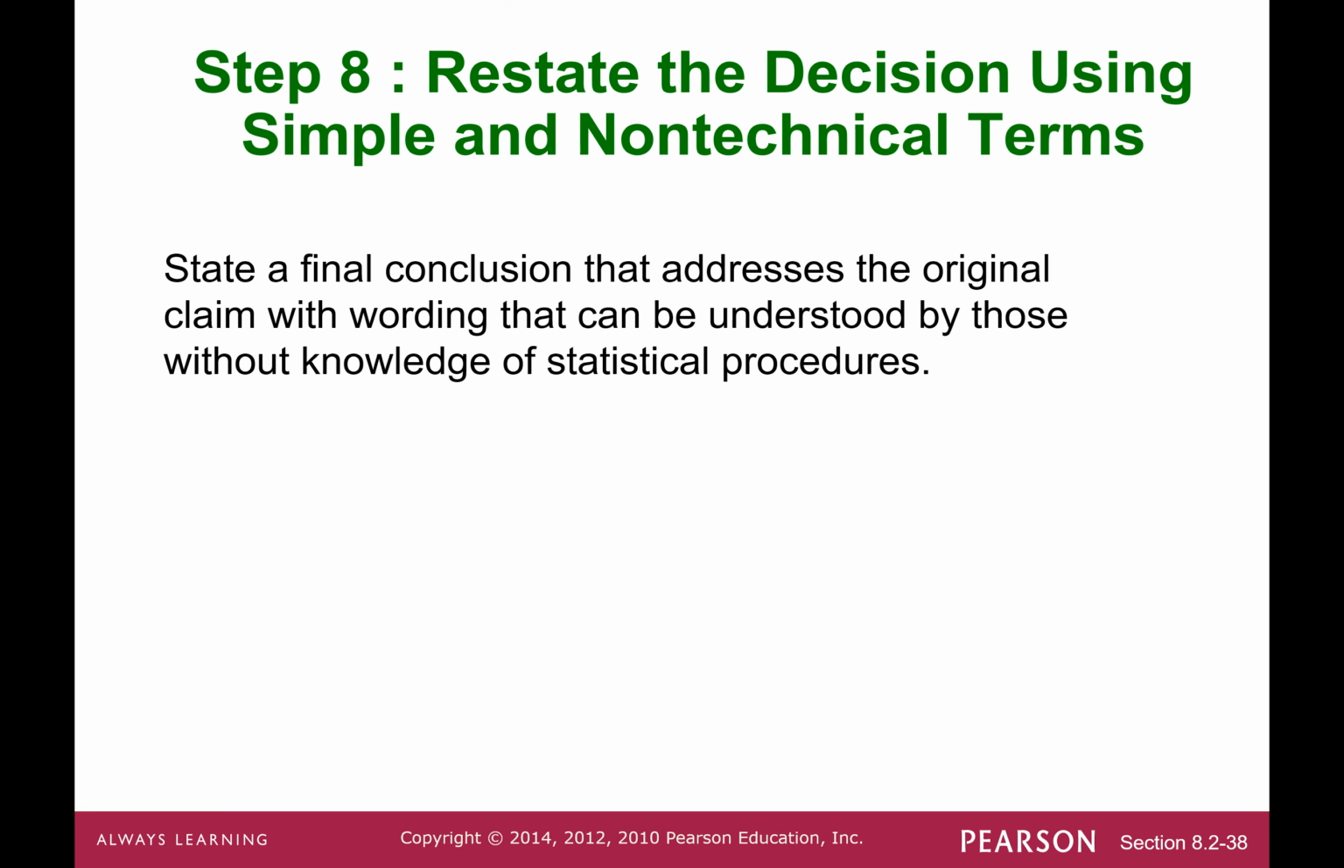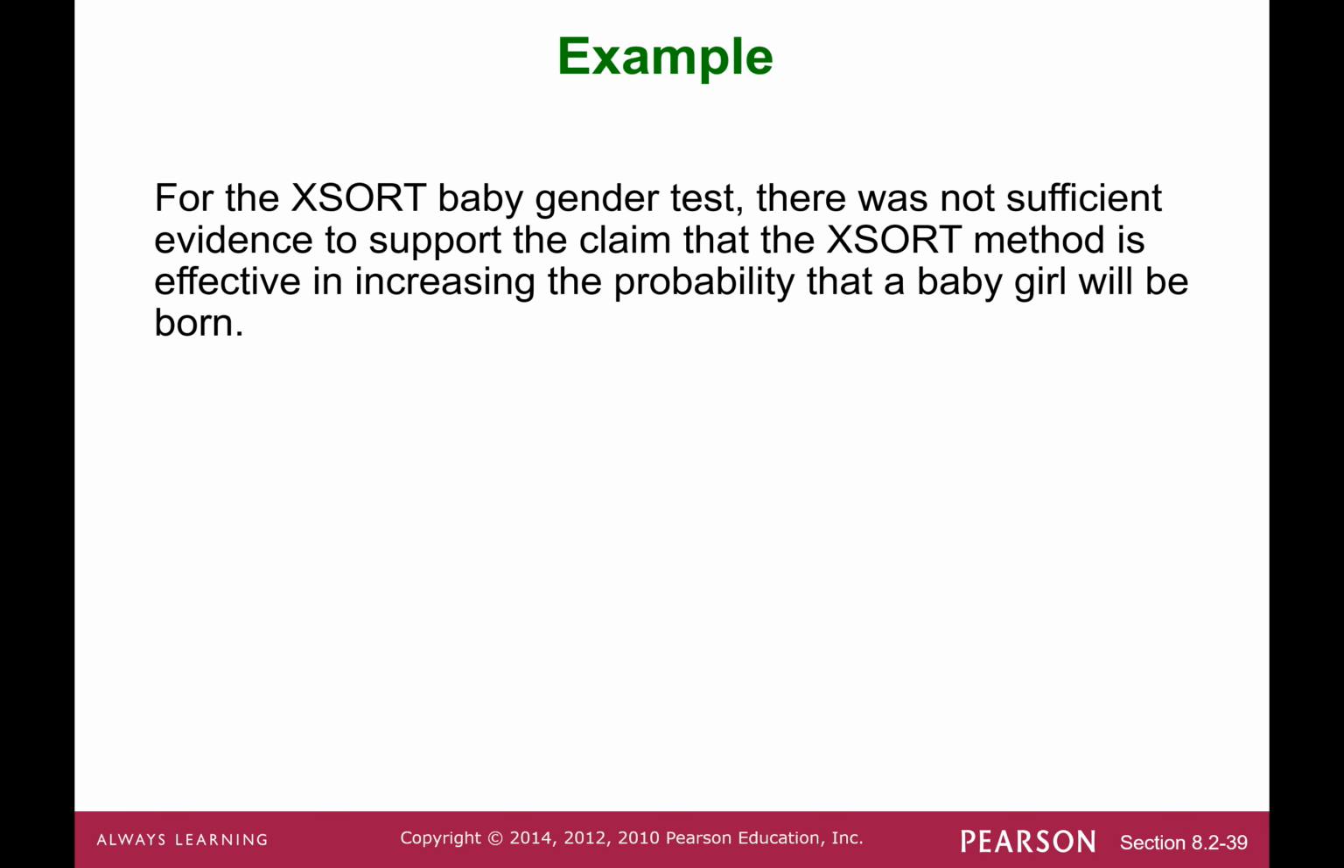Finally, in step 8, you state a final conclusion, addressing the original claim with respect to the context. Also, make sure to use simple, non-technical terms to assess the claim. So for the actual baby gender test, there was not sufficient evidence to support the claim that the XSORT method is effective in increasing the probability, since we failed to reject H0.